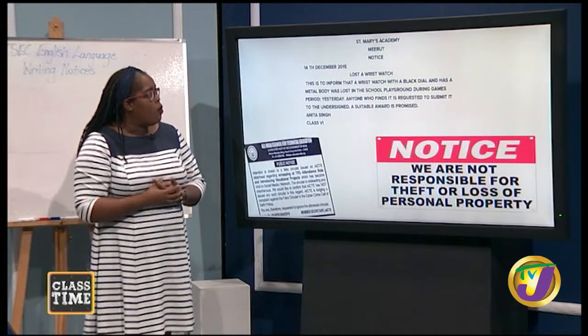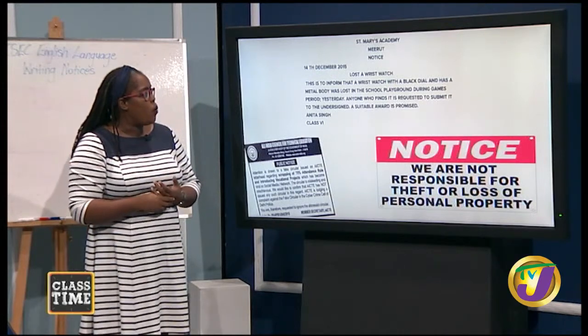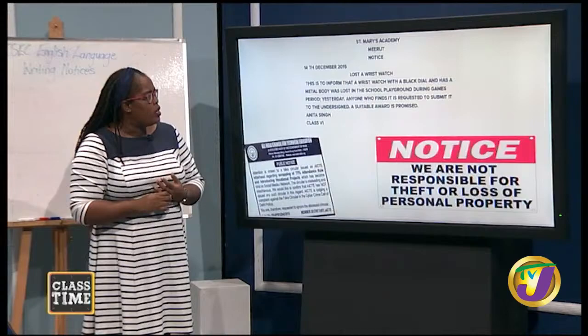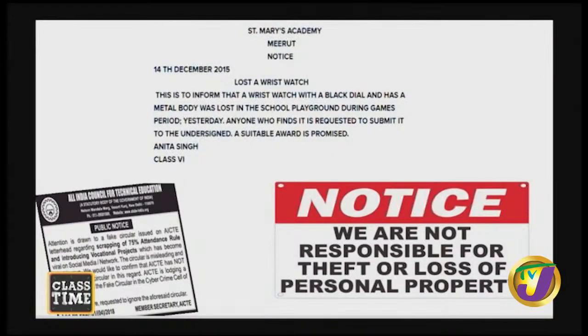This one, where the wristwatch went missing. Where would you put this one? Would you put it at information? I think so, because it is informing us that the wristwatch has been missing, right? And it is giving us information as to where exactly the watch went missing. And let me see, yes, it describes the watch. So I would think it would be informational.